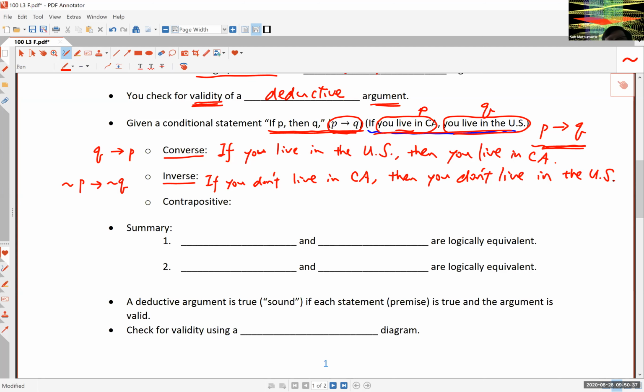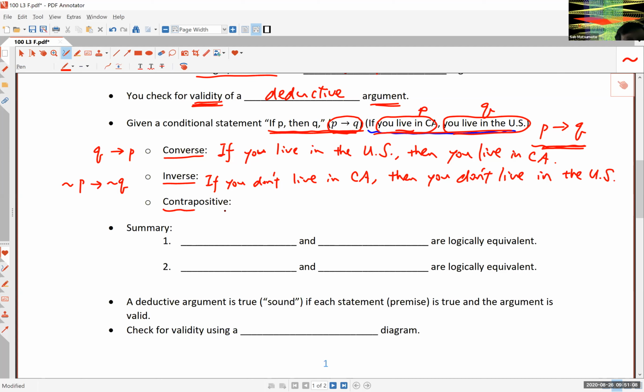And then if you come back to the real world of California and the United States, again, you see something wrong. Because if somebody says this, you say, well, that's clearly not true. If you don't live in California, then you don't live in the United States. The residents of the other 49 states would be offended. For the same reason, they may be offended by the first statement, if you live in the US, then you live in California. That's not true. So the converse is not equivalent to the original statement, and neither is the inverse.